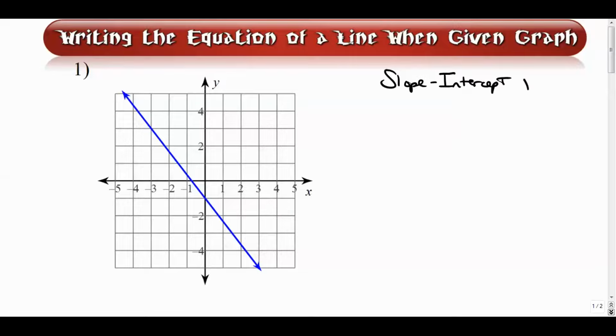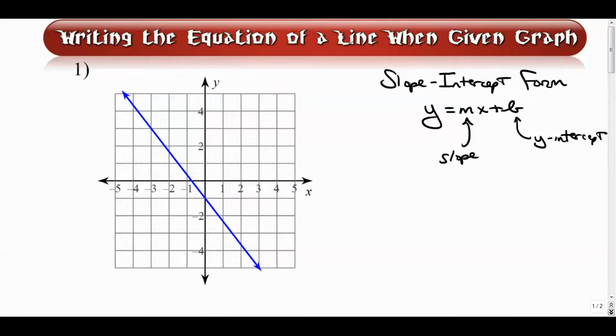intercept form. If you're required to write it in a different form, say standard form, you can just do some transforming, but our goal for all of this is to simply find the slope, find the y-intercept, and put it in that format. M, as you know, is the slope. That's the rise over run. B is the y-intercept. That's where the graph crosses the y-axis.